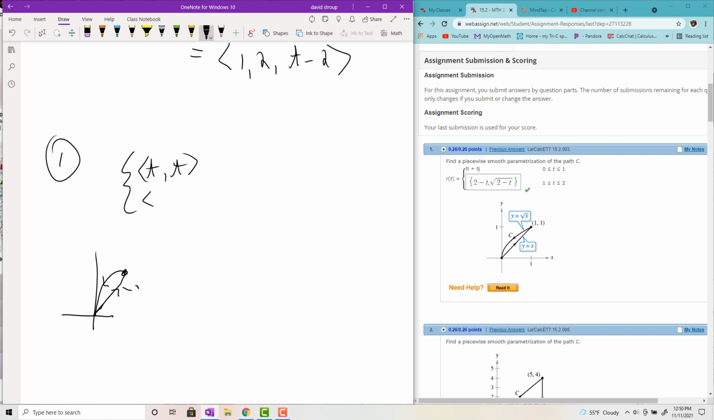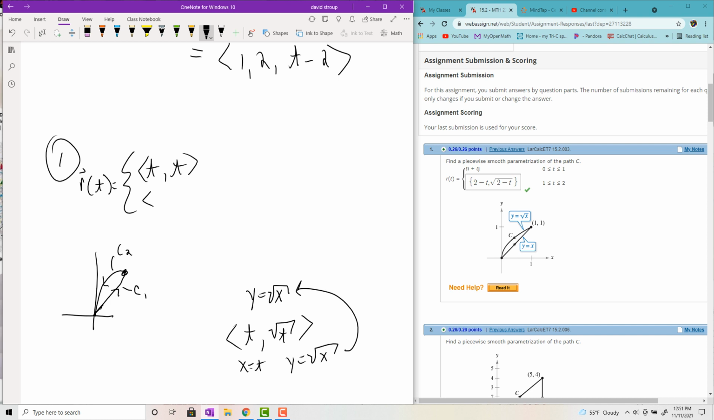So this C1 is the first part of the piecewise definition above for our r of t. For the second component, C2, I need a vector valued formula for y equals square root of x. Now normally, if we didn't care about the parameter, we could just use t comma square root of t. Because here x would equal t, and y would equal the square root of t, so we would have y equals square root of x, and we're back to where we started.